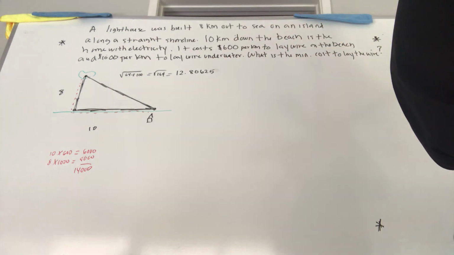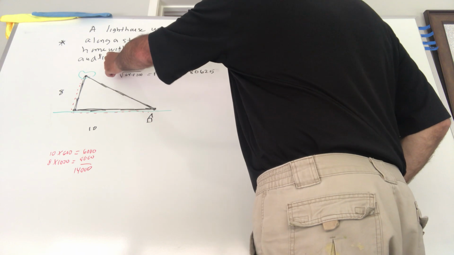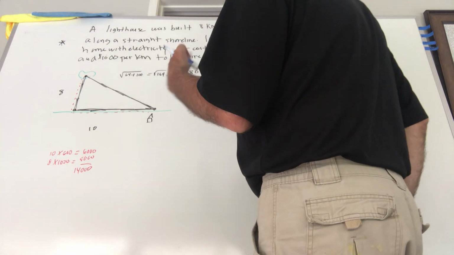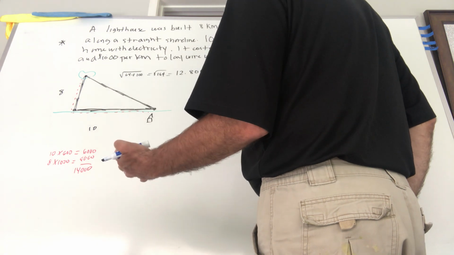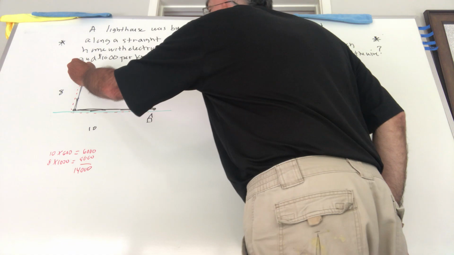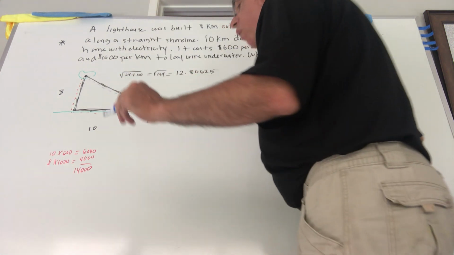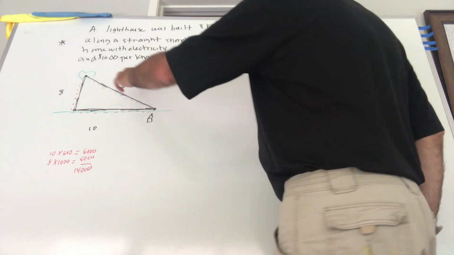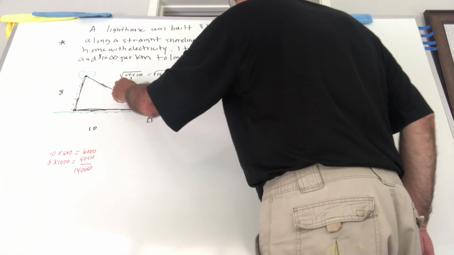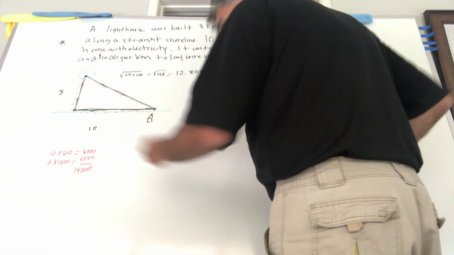Now another person might go, wait. On the other hand, it's more expensive, but boy, that's a long way. That's 18 kilometers of wire I need. Even though it's more expensive to go underwater, it might be cheaper just to go all the way from point A to B underwater the whole way. Now, we use the Pythagorean theorem: 10 squared plus 6 squared, take the square root. So this is 12.8.